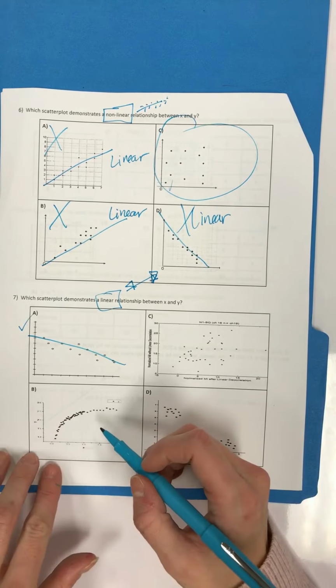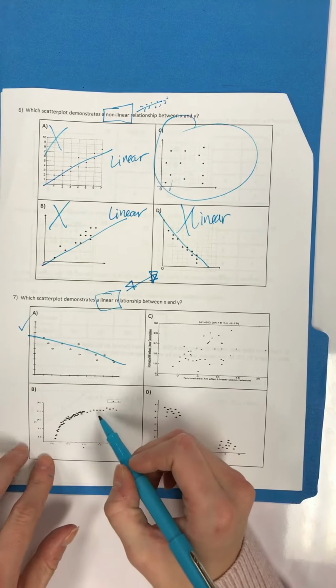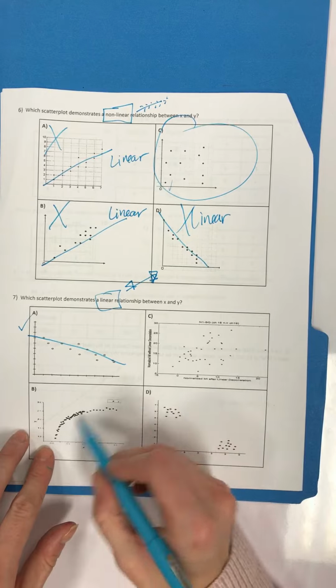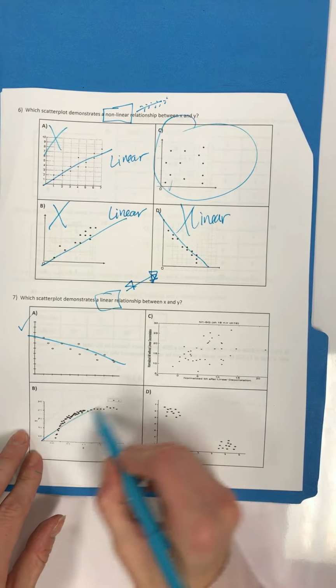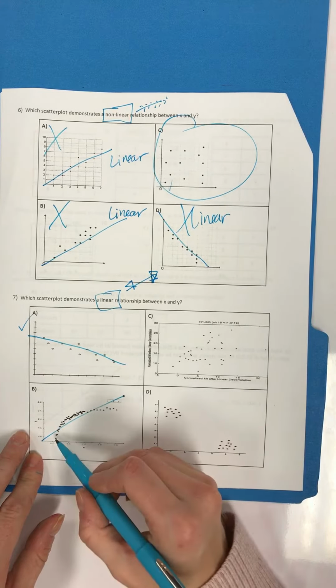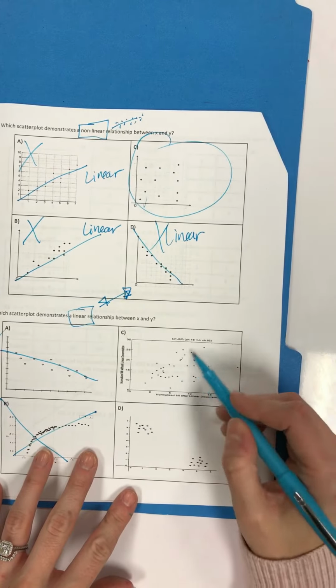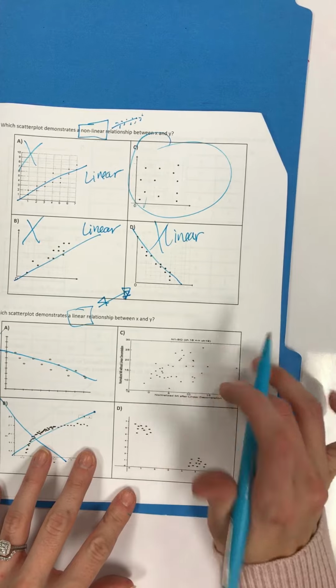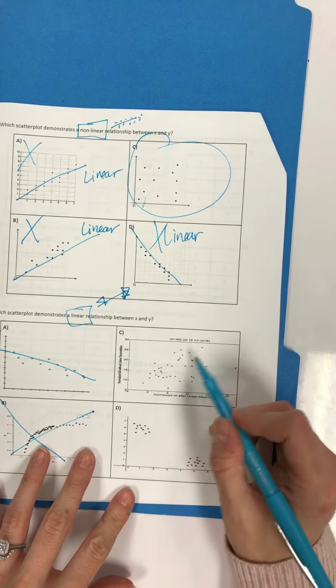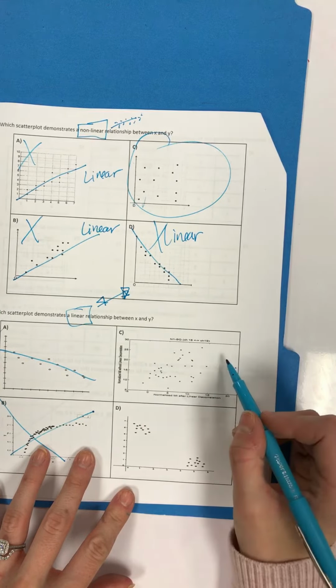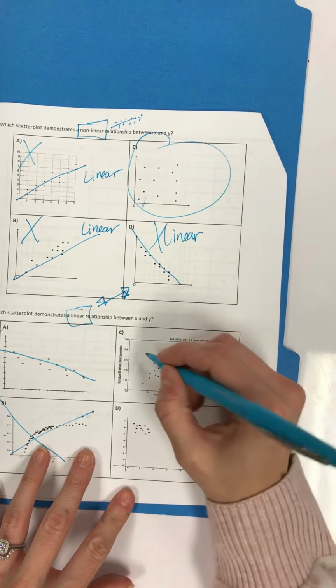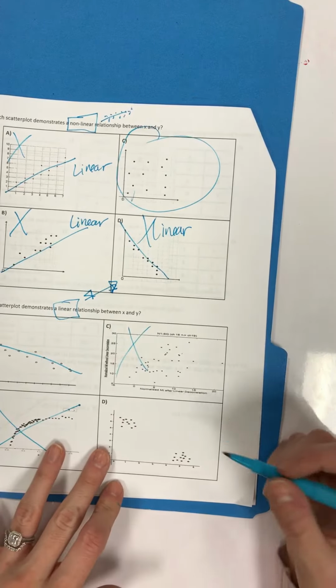Let's check the other ones just to make sure. B, not so much. You could make something that would go through all of these points, but not a straight line, okay? So that's nonlinear. C, the points are kind of everywhere. There's really no trend, there's no association. Couldn't really draw a straight line where all the points would fall along the same line, so C doesn't work.